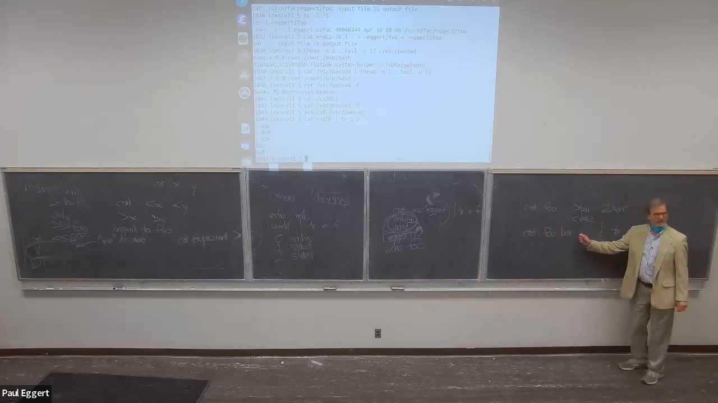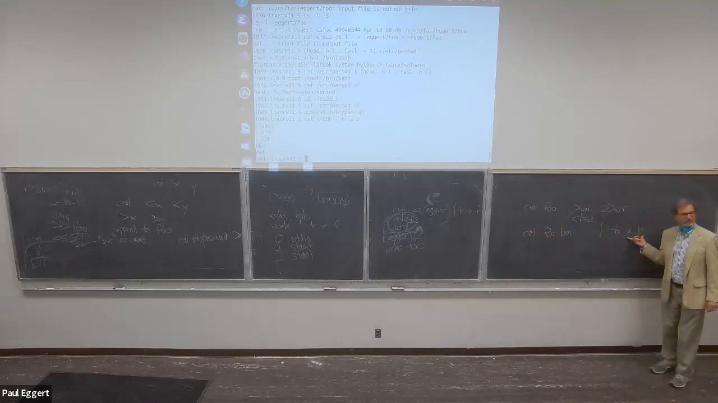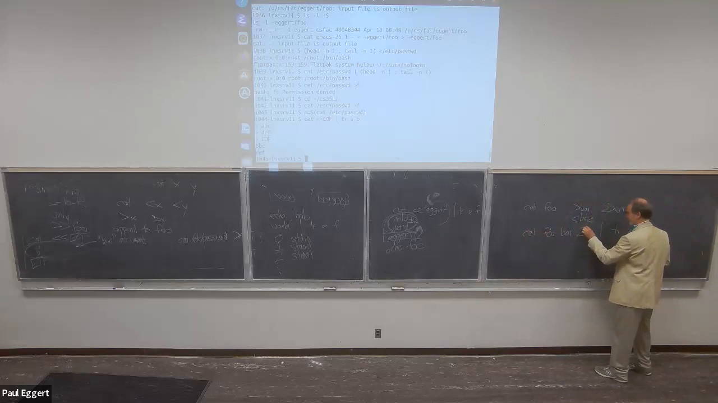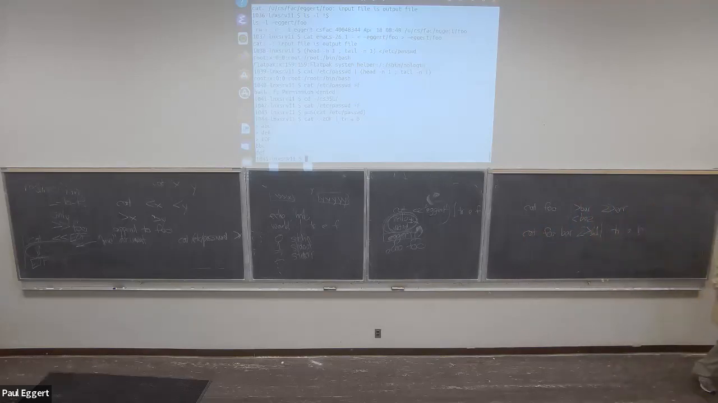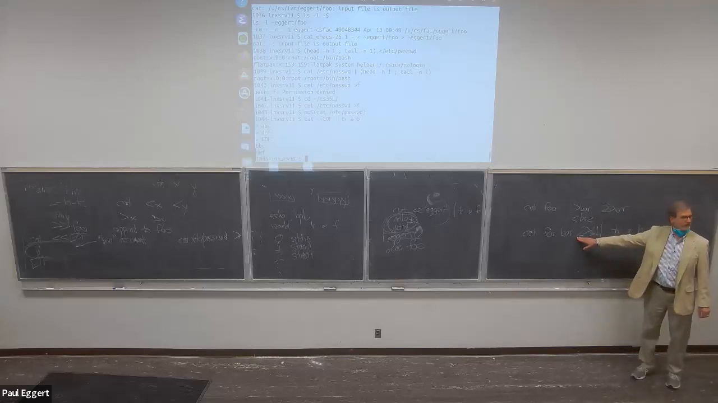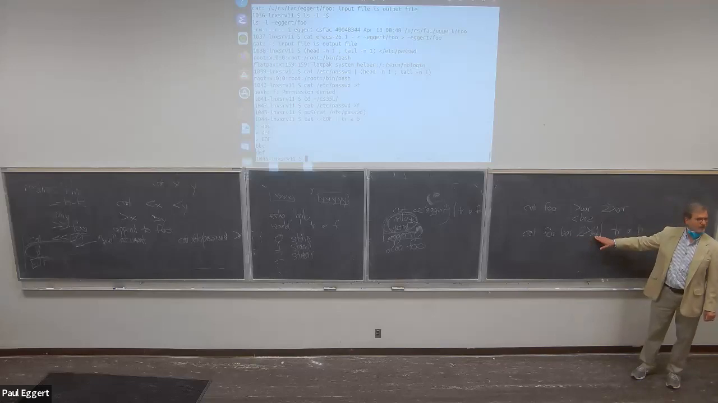And here, I would like to have TR also affect the error messages. I can do this. This funny notation, the ampersand immediately after the greater than, means change file descriptor 2 to be the same as whatever file 1 is.